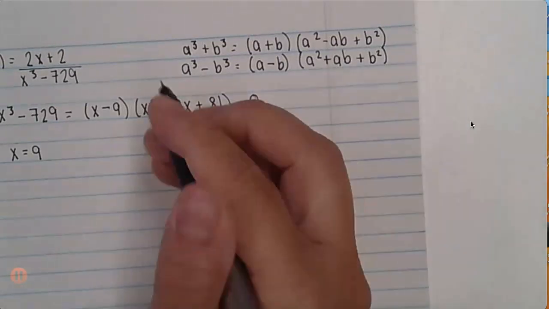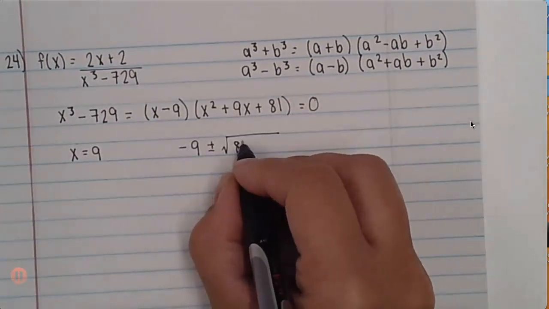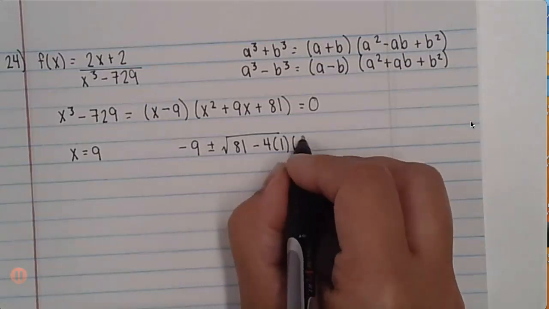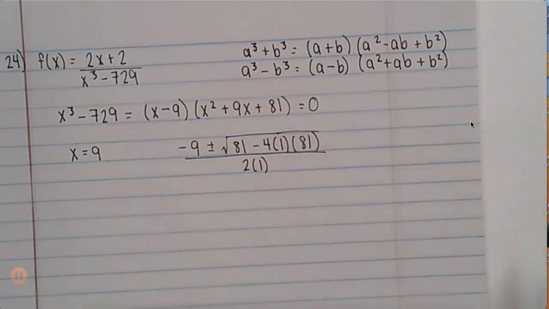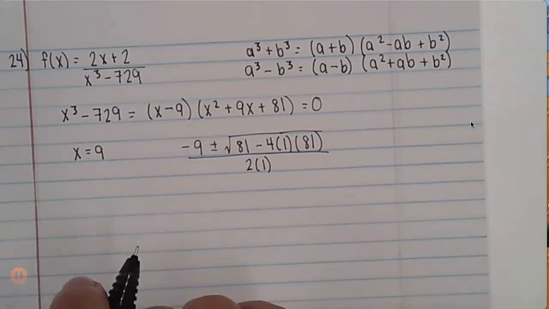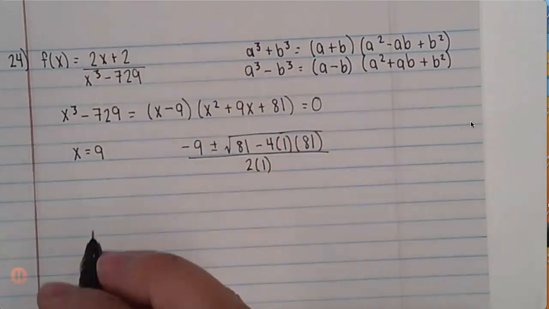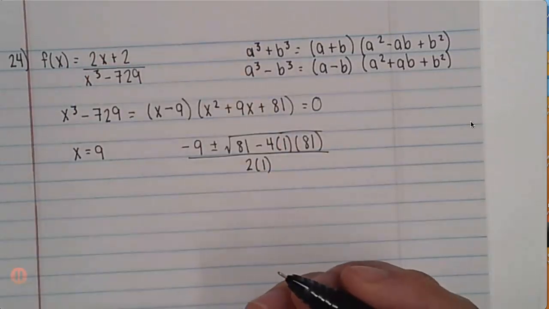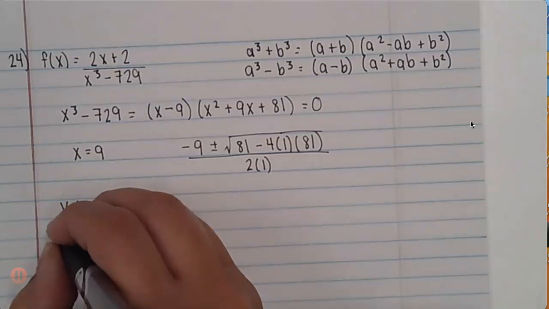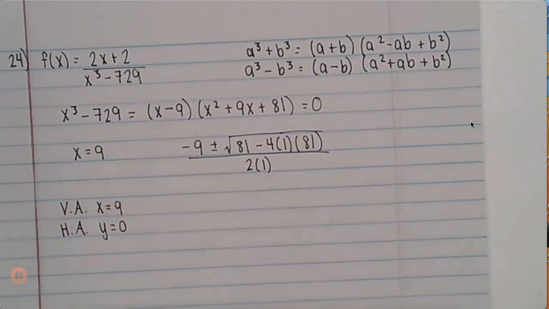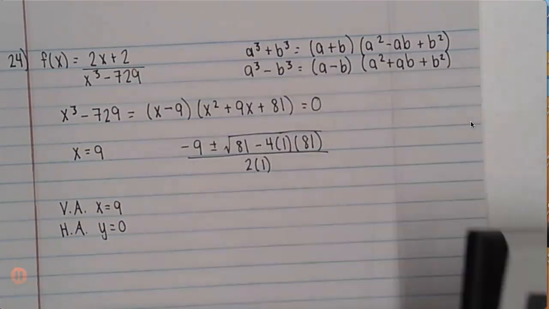Let me do a quick check. If we were to do negative b plus or minus the square root of b squared minus 4 times a times c, without even solving, I can tell I'm going to get a negative number in the square root, so this is going to be our only vertical asymptote. And because the degree of my denominator is bigger than the degree of my numerator, I know my horizontal asymptote is y equals 0. So vertical asymptote, x equals 9, horizontal asymptote, y equals 0. You can also see from the graph that it approaches 0 but never quite gets there.